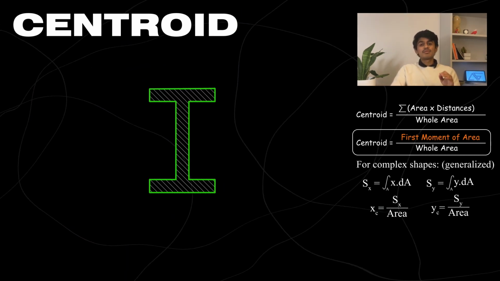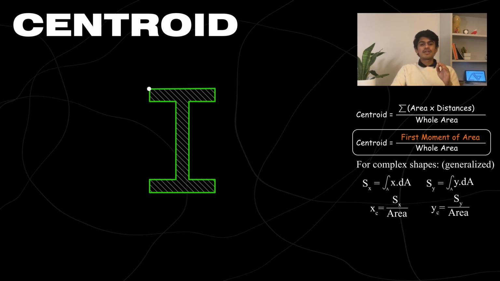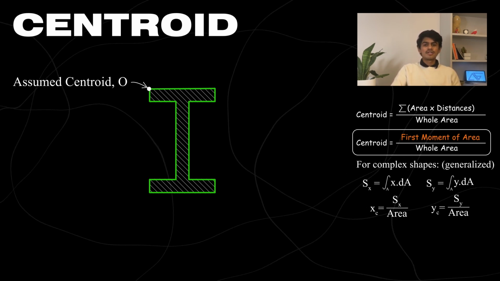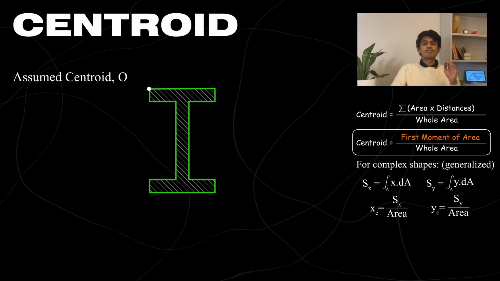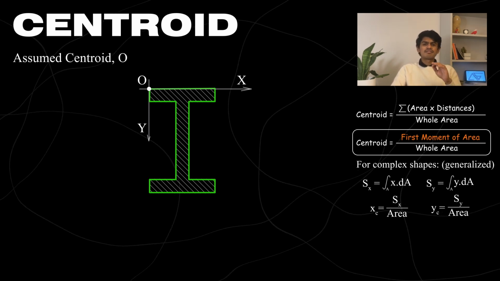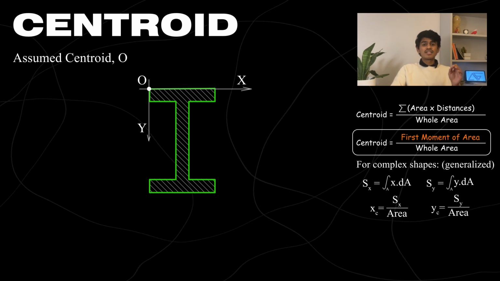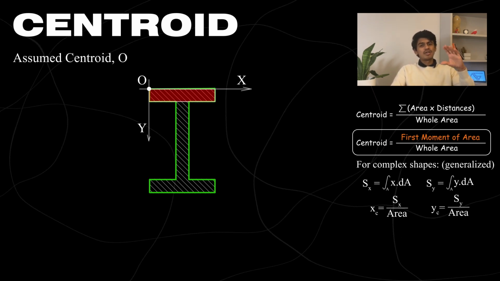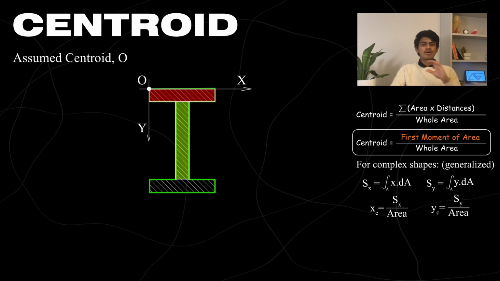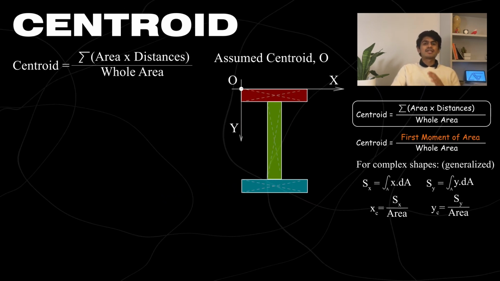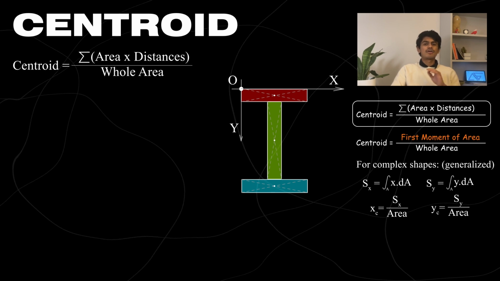First we need to assume a point of reference from where we'll calculate all the distances. We'll call this the assumed centroid. Here, after taking point O on the top left corner and considering a reference coordinate system, we will divide the cross section into three parts. Part 1 is the top flange, part 2 the web, and part 3 the bottom flange. As all the parts are rectangles, by just constructing diagonals we can find the centroid of all three parts.